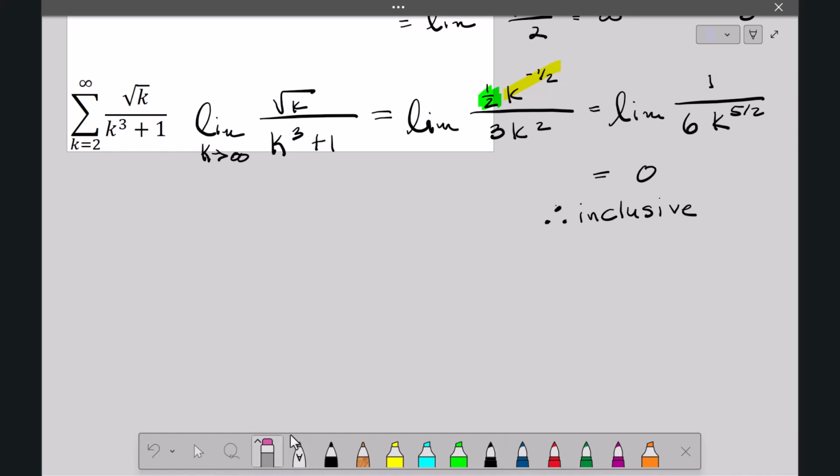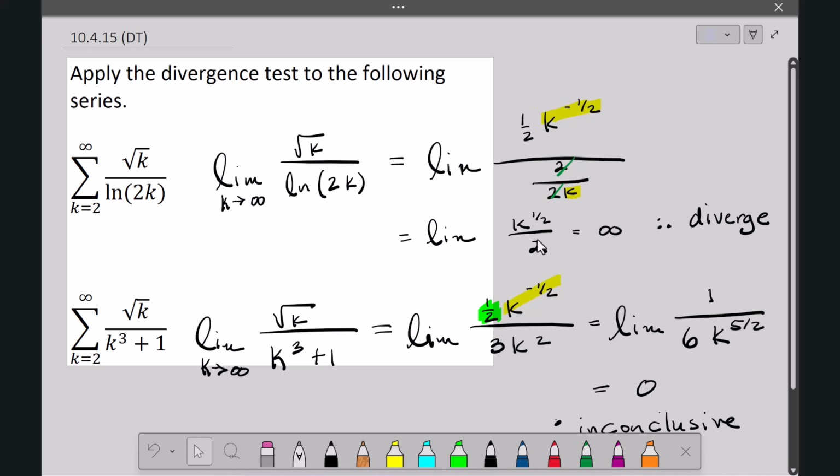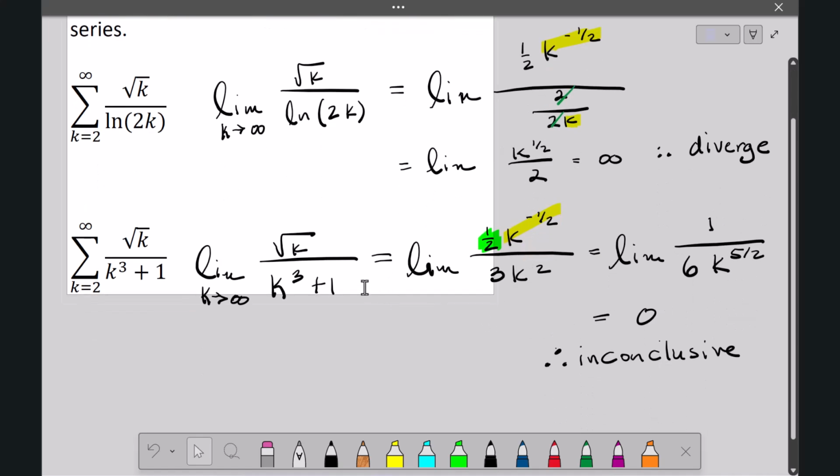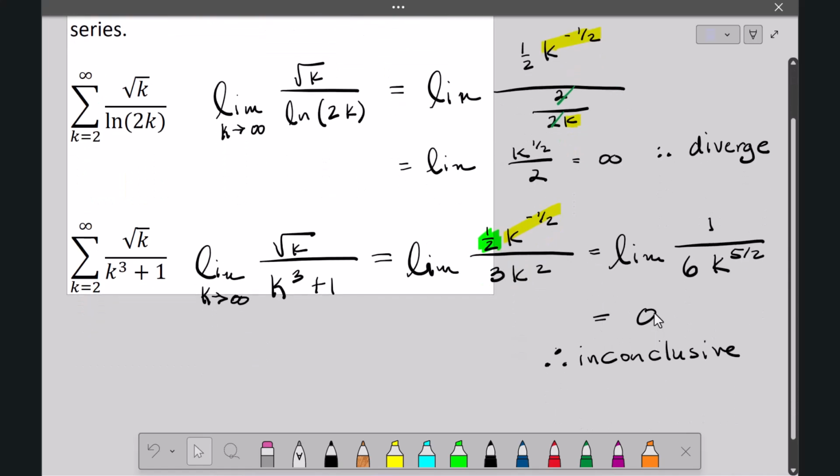And I did not spell inconclusive very well. So let's try that again. Inconclusive. So again, if the divergence test is inconclusive, we need to apply another test. It means that the series might converge, but it also might diverge. So in summary, the divergence test can conclude divergence if the limit is not 0. Otherwise, if the limit is 0, the test is inconclusive and further analysis is necessary.